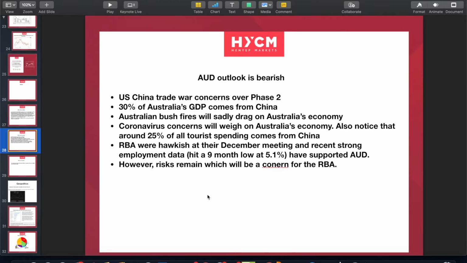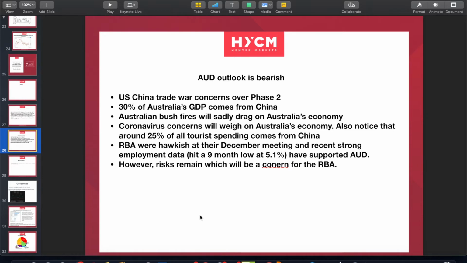Looking at the Australian dollar, well, the Australian dollar outlook is decidedly bearish. There's US-China trade war concerns over phase 2 of the US-China trade deal. And remember, 30% of Australia's GDP comes from China, so what's bad for China drags down the Australian dollar. We also have the Australian bushfires, which sadly will also drag down Australia's economy. Coronavirus concerns will again weigh on Australia's economy.